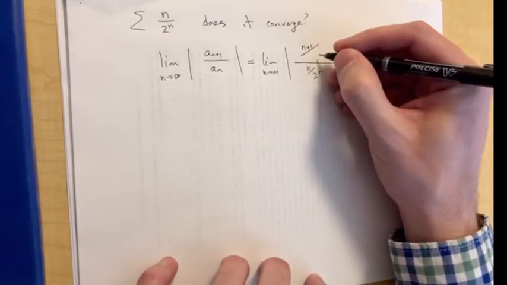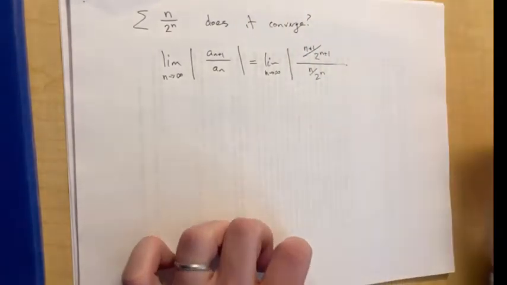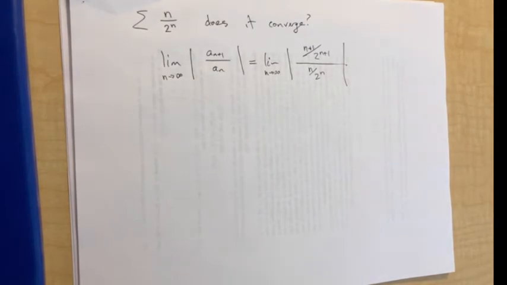(n plus 1) over 2 to the n plus 1. Great. All right. And now, similar to what you saw when we did the limit comparison test, this should feel like it looks similar to the limit comparison. We have to rearrange this fraction.